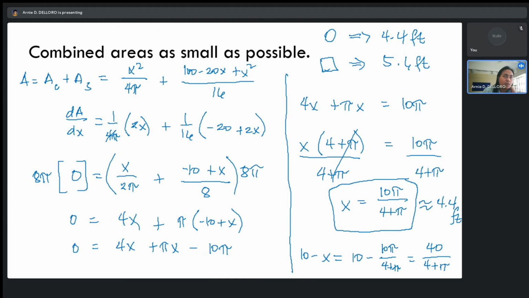Now, to minimize the length of the wire to create a circle and square, dapat yung length for the circle is 4.4 feet, while for the square it's 5.6 feet. Okay? So that's all for this video.